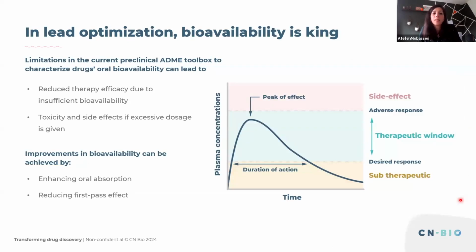Each compound has a concentration range within which we can see the therapeutic window. At a higher concentration, we can expect a side effect, and lower than this, we can expect reduced therapeutic efficacy. So it is important to understand how these drugs behave in vitro and what the bioavailability of these compounds is. To improve bioavailability, there are two main factors: we can enhance their oral absorption, and we can reduce the first pass effect.